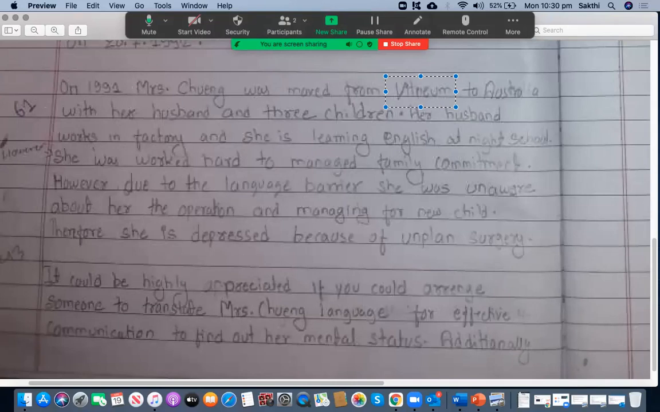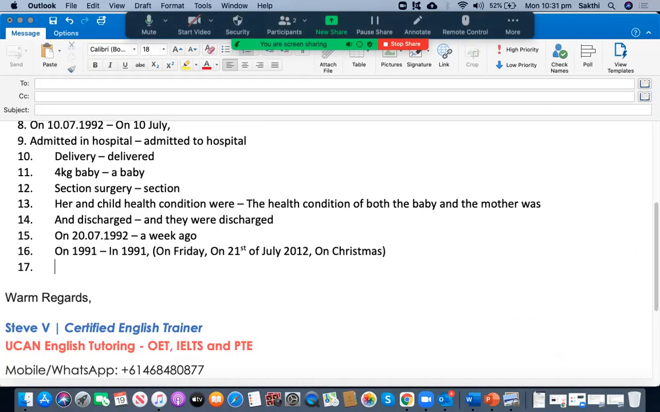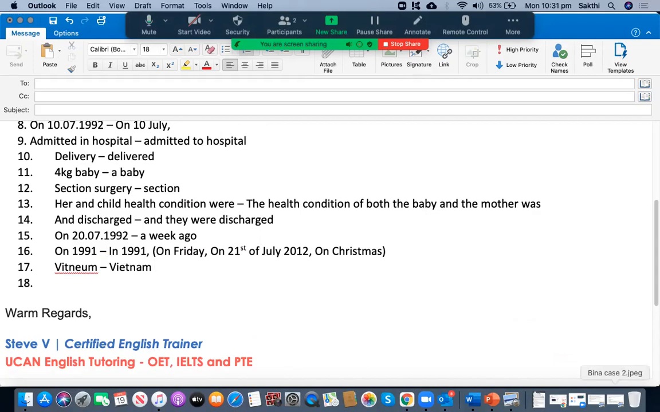What is this? Can you tell me this? Is it Vietnam? Vietnam to Australia. It's not Vietnam, it's a spelling mistake. Can you please spell the words? V-I-E-T-N-A-M. There's no country like this. It's actually Vietnam, so you want to write down Vietnam, right? Vietnam is different from the misspelled version, all right?